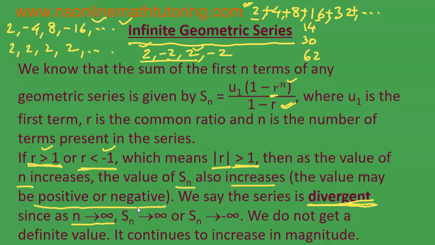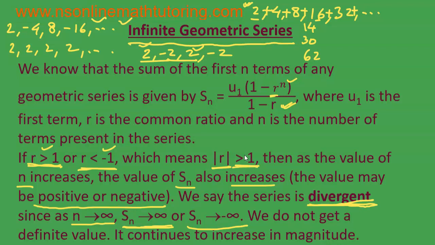As we are including more and more number of terms, the sum total is also increasing towards positive infinity or negative infinity. Okay, we do not get a definite value. It continues to increase in magnitude. Magnitude is not taking the sign into account. It is only the number. It is increasing. Okay.